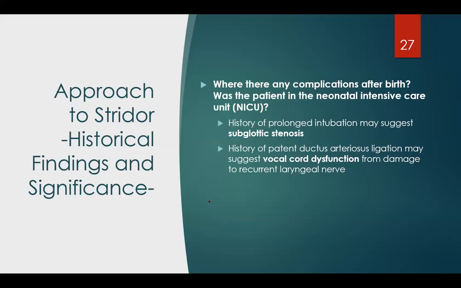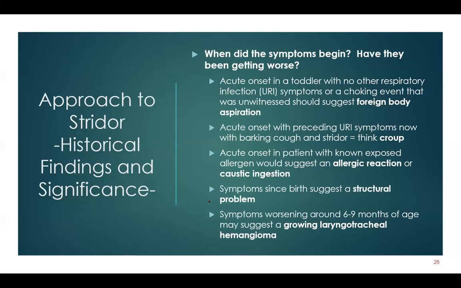We also want to know, was this child hospitalized when they were born? Were they in the neonatal care center where they were born, or were they premature? Because a premature infant doesn't have fully developed lungs and is more prone to some of these anatomical abnormalities. We'll also want to ask about a history of patent ductus arteriosus, because this can be a cause. Also, if there's vocal cord dysfunction in the child, this could be a sign that they had a patent ductus that was ligated and the vocal cord was damaged during that process.